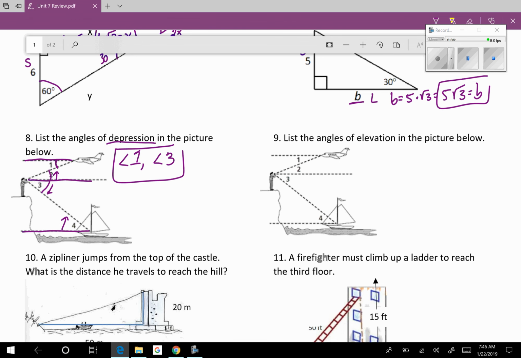All right, and then now they want us to list the angles of elevation. Well, we already did that. We look back here.